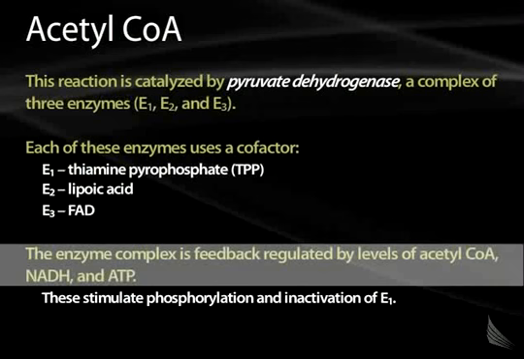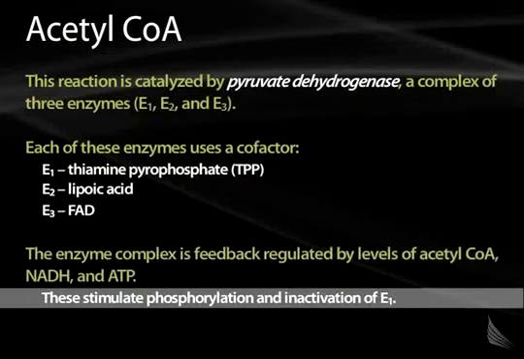The enzyme complex is feedback regulated by levels of acetyl-CoA, NADH, and ATP. So in other words, when acetyl-CoA levels are high, there's a negative feedback regulation. Similar things happen with NADH. And ATP is a signal of positive energy balance, under which condition you would not want to turn the TCA cycle and produce more ATP. Now, each of these things stimulate phosphorylation and inactivation of the E1 subunit of pyruvate dehydrogenase.